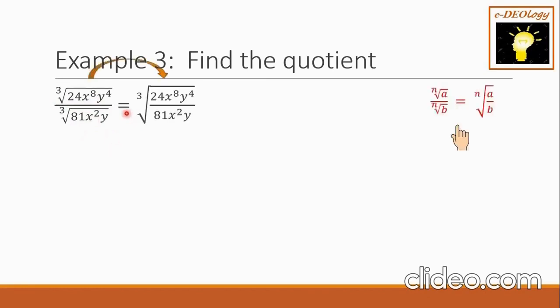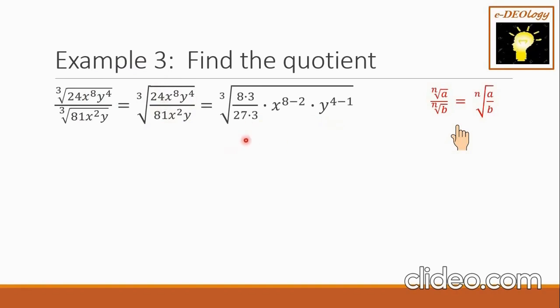So we will apply our quotient property. So we're going to combine these two radicals into one big cube root. The numerator will be 24x raised to 8 y to the 4, divided by 81x squared y. And then we're going to group the numbers together. We're going to group the x together, also the y's together.